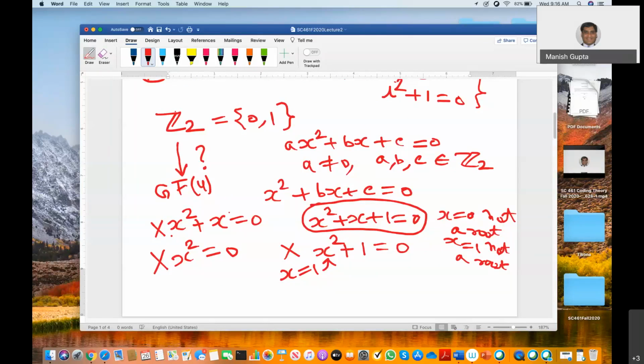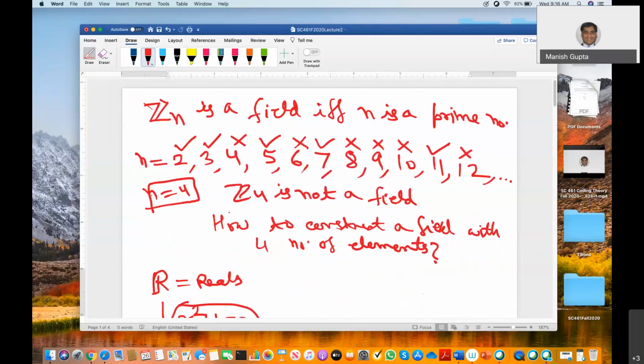Now I need to attach a root here which is outside Z2. Just like going from real to complex, we took i to be the root. I just call that root i. So here we are going to do a similar thing. Let us do it.